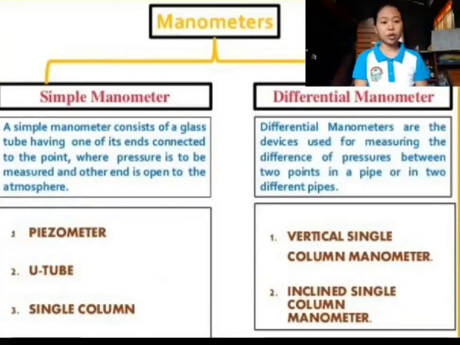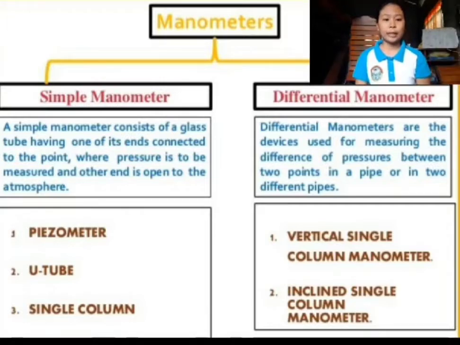There are two types of manometer, the simple manometer and the differential manometer. First is the simple manometer. It consists of a glass tube having one of its ends connected to the point where pressure is to be measured and the other end is open to the atmosphere. The common types of simple manometer are piezometer, U-tube, and single column.